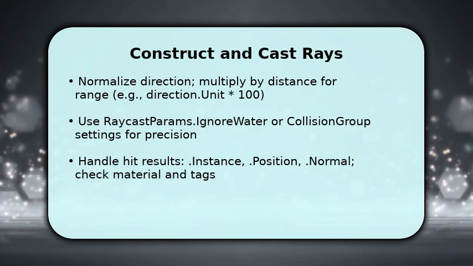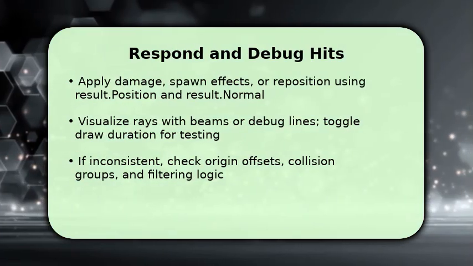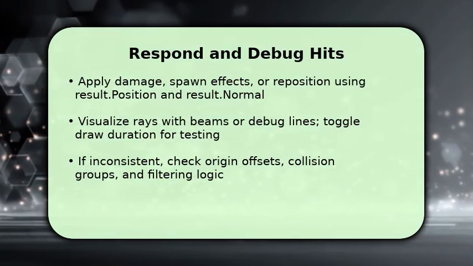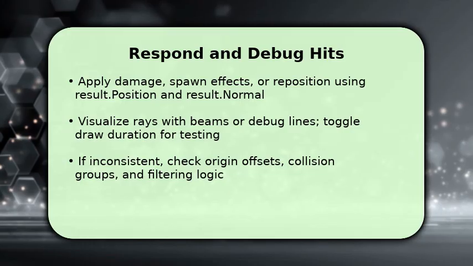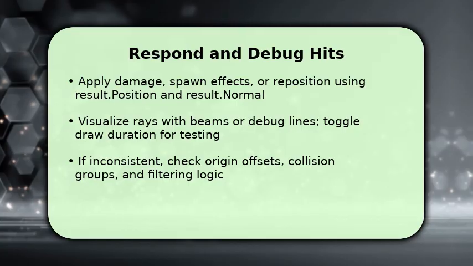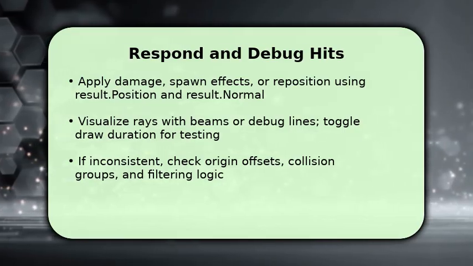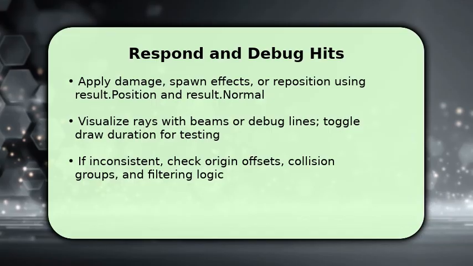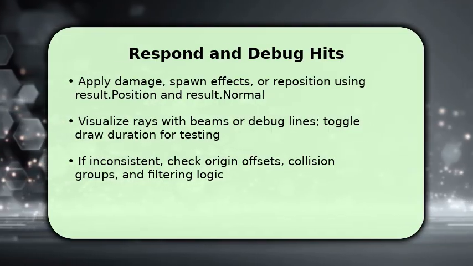Finish by responding to hits and validating behavior. Use result.Position and result.Normal to spawn impacts, apply forces, or calculate decals. This aligns visuals and physics. Once implemented, visualize rays with temporary debug lines or beams so you can see misses and overlaps.